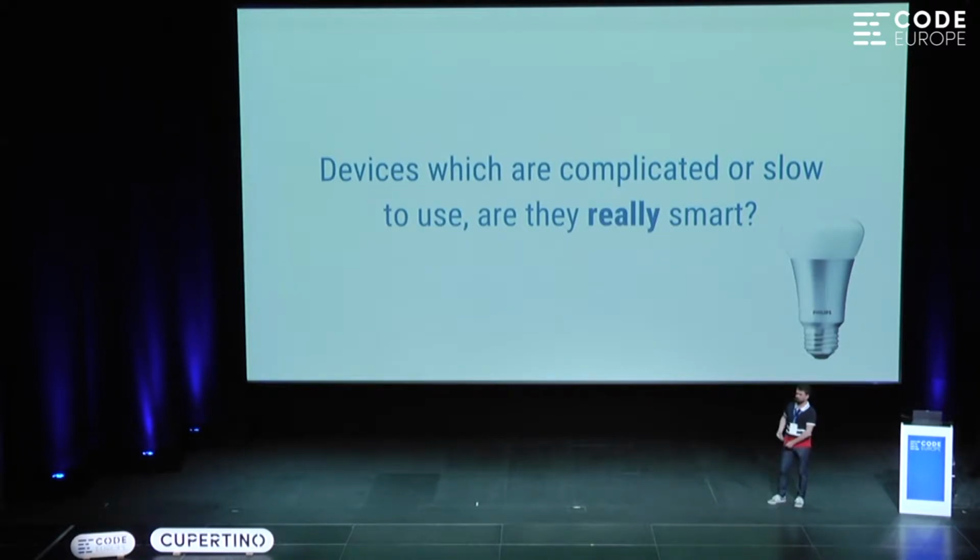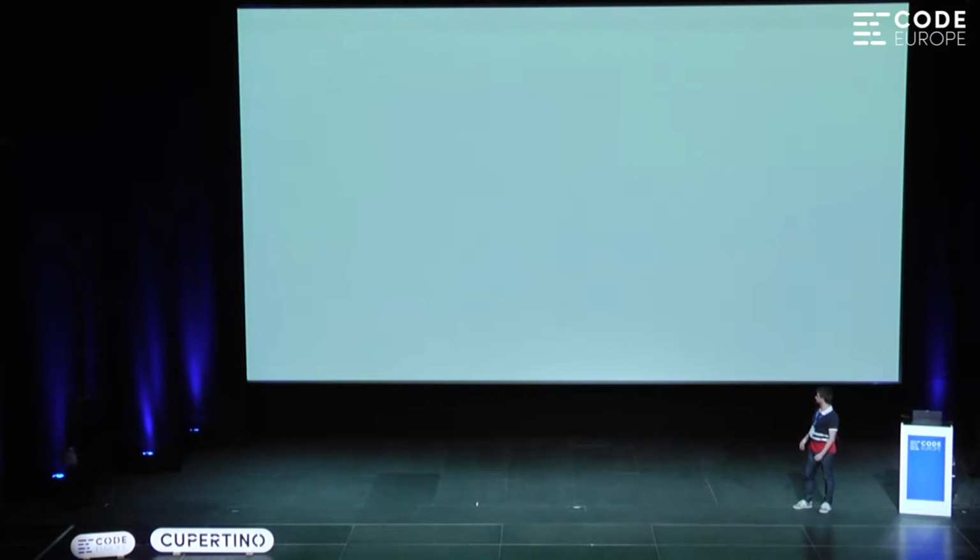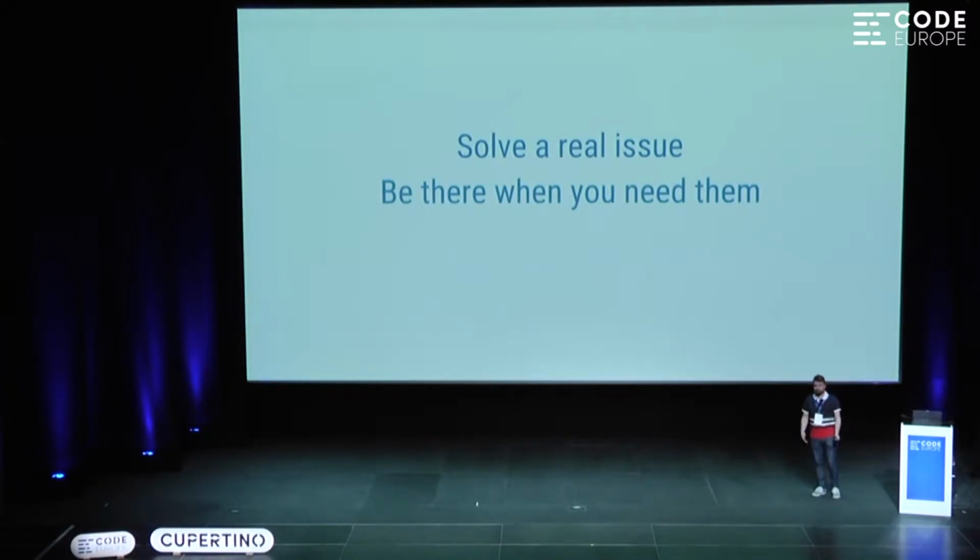Maybe that was smarter before, where you just went and clicked on a button on your wall. It could be smart if you could just talk to it and say, hey, dim my light by 20% in the living room. Well, suddenly it becomes more exciting. It's all about the experiences. You need to solve a real issue. And you need to be there when you need it.